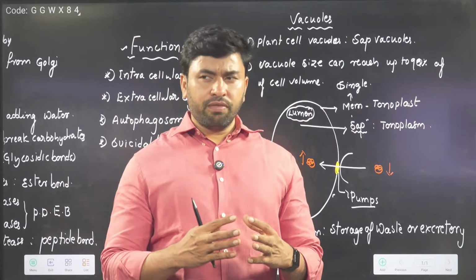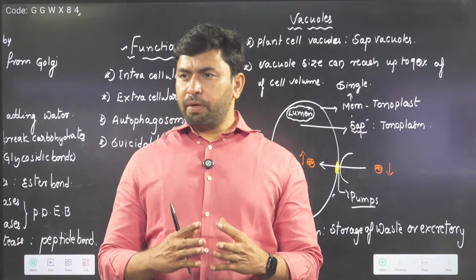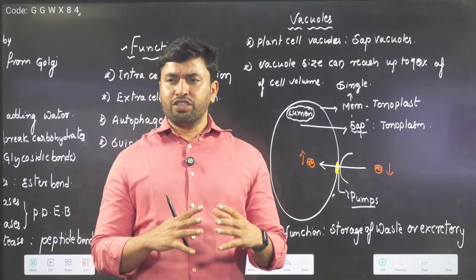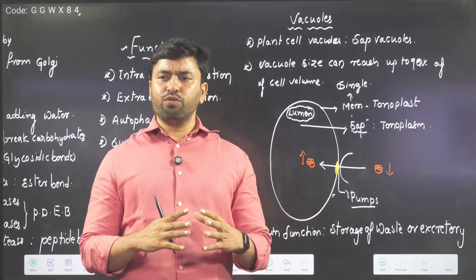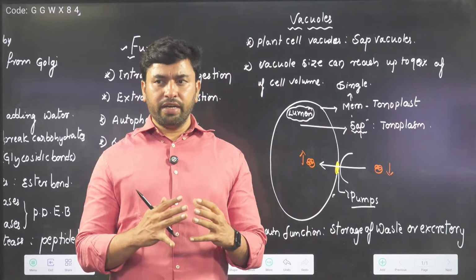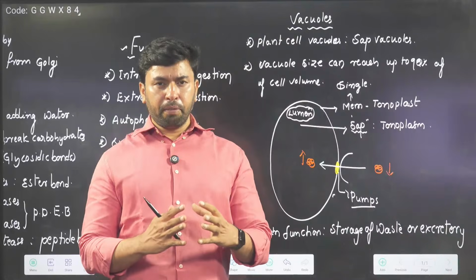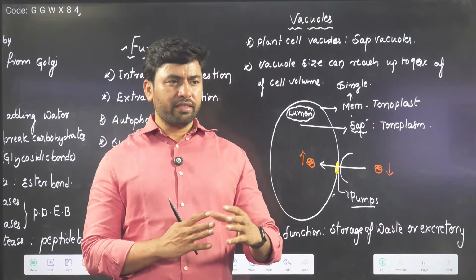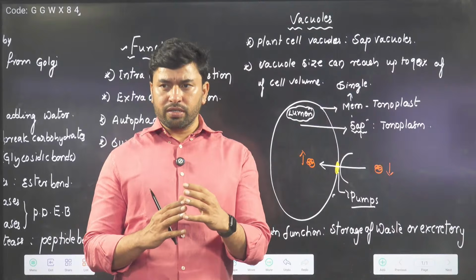Carrier proteins are of two types. One is pump, another one is channels. The channels make the material move from higher to lower concentration by facilitated diffusion. The pumps make the substances move from lower to higher concentration by active transport.